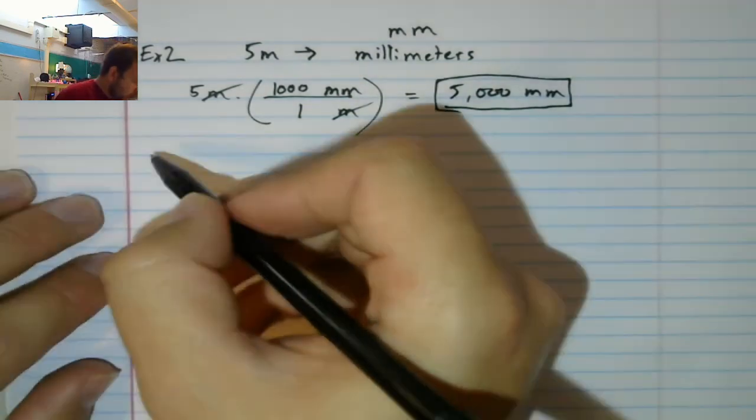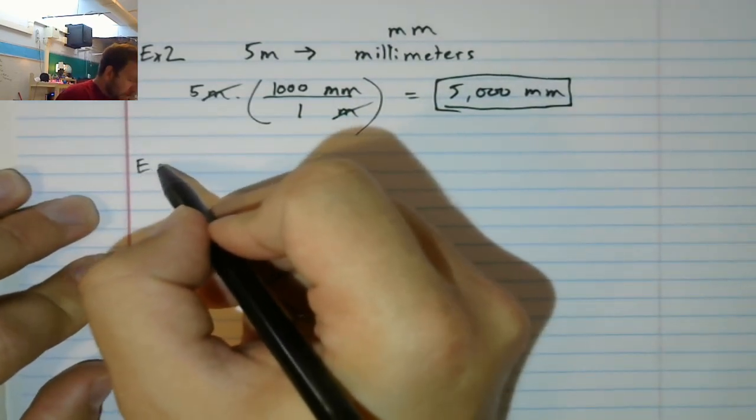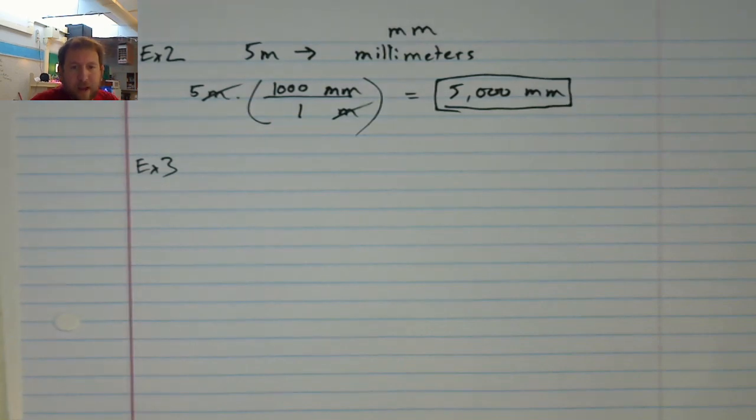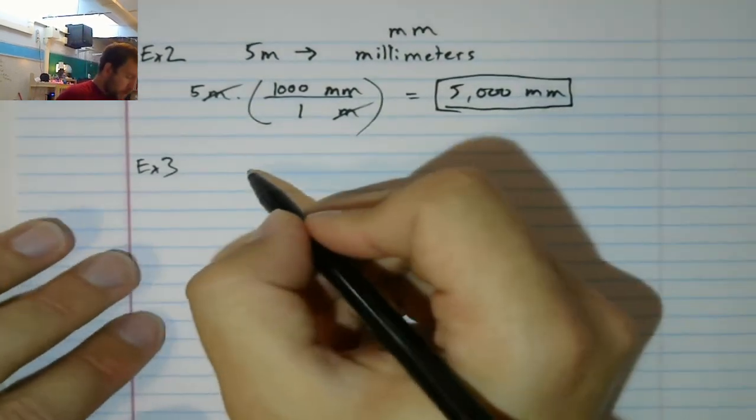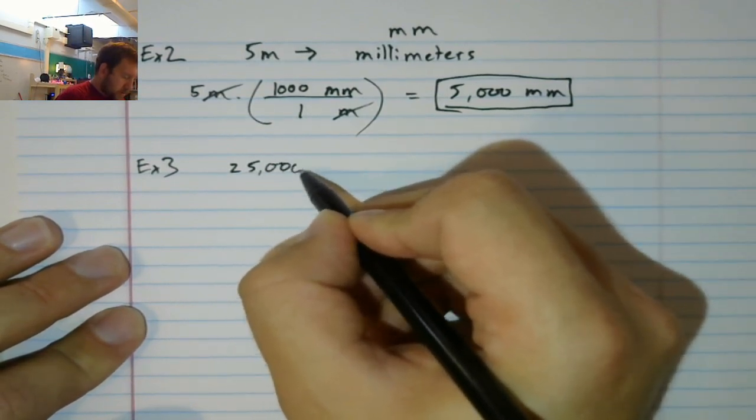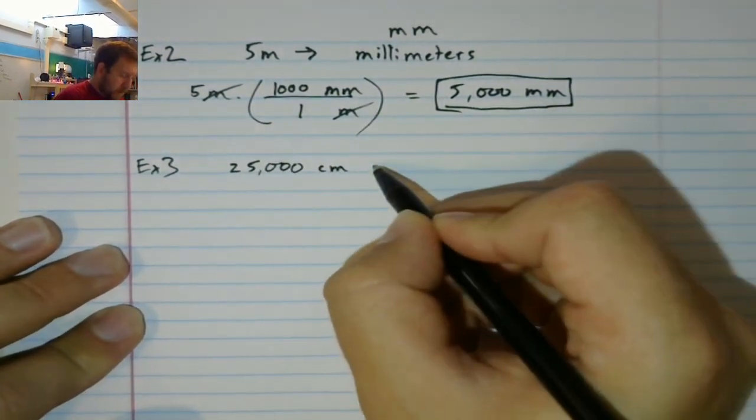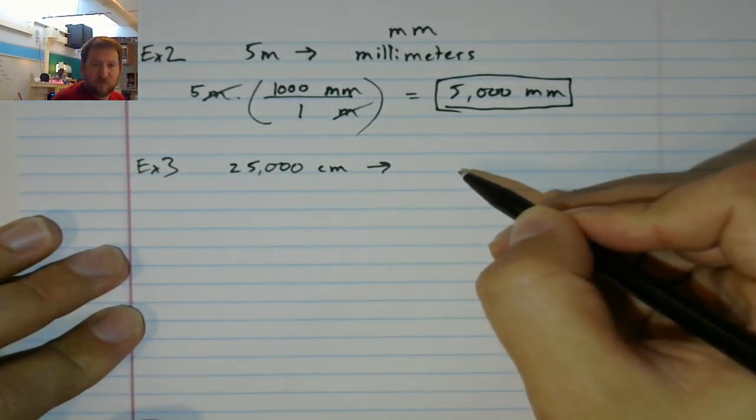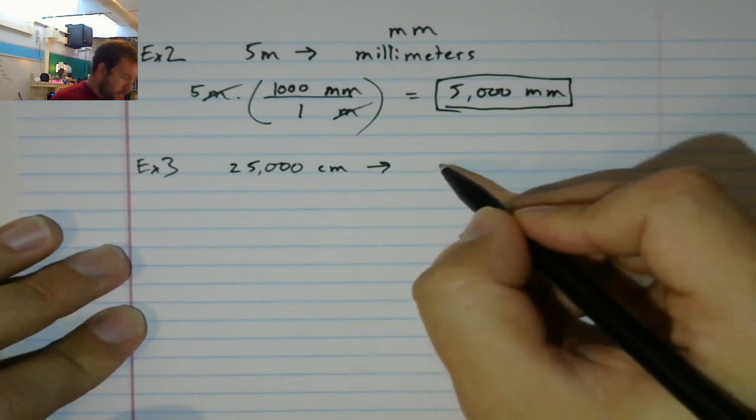Nice. Okay, let's do a couple more. Example 3. All right. We're going to take 25,000 centimeters, and we're going to go to kilometers.